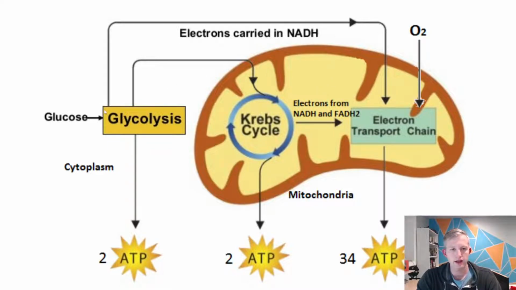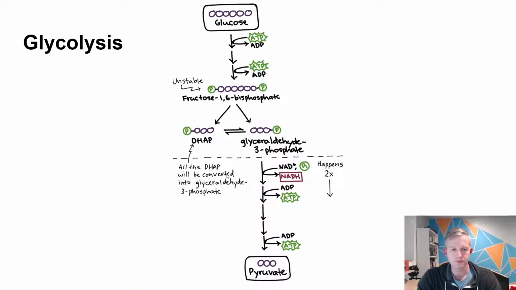So looking at this process, just in terms of what's coming in, glucose and oxygen are coming in, and in terms of what's coming out, we're producing CO2, we're producing water, and then we're getting a ton of ATP.